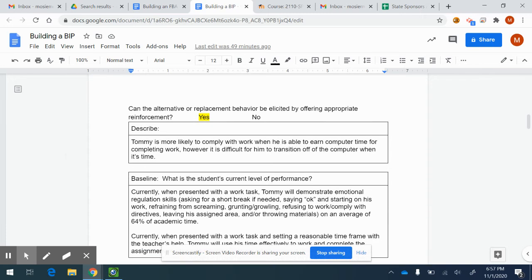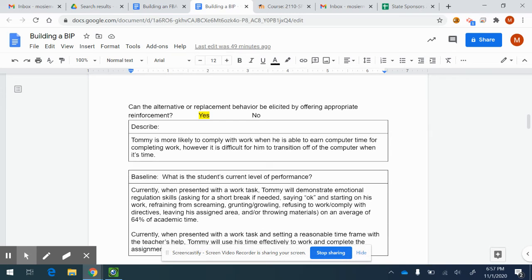Can the alternative replacement behavior be elicited by offering the appropriate reinforcement? So here we said yes. He is more likely to comply with work when he is able to earn computer time for completing work. However, it is difficult for him to transition off of the computer when it's time for him to be done. There was an incident during our intervention time with this reinforcement system where one day he just didn't want to get off the computer because he was so engrossed in the game that he was playing that he had earned by doing some work. And he physically took the computer and kind of held it between his arms and grasped it tightly and refused to let the computer go, hid in a corner with it.